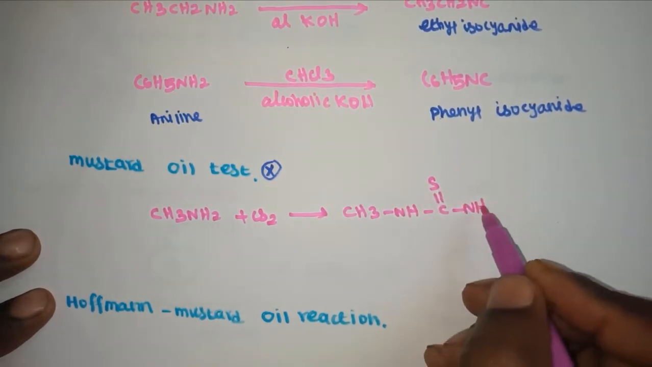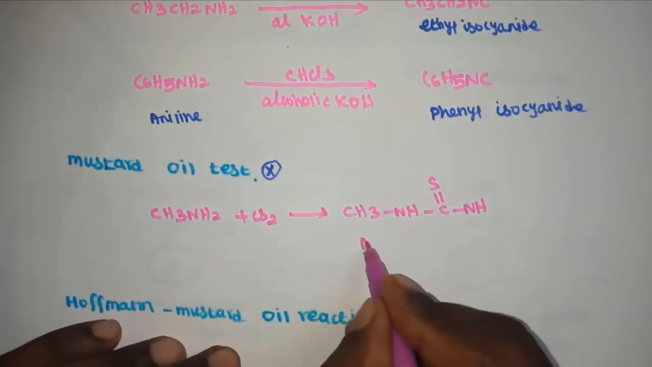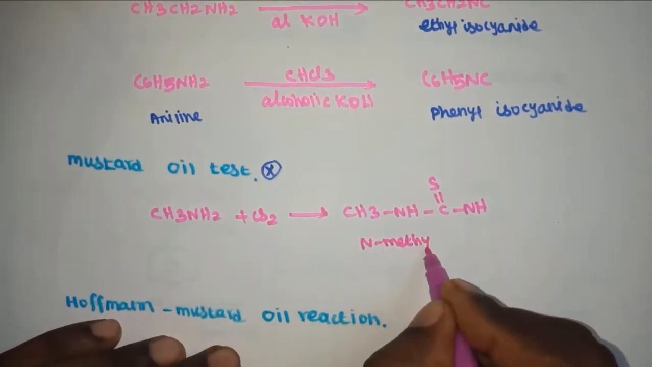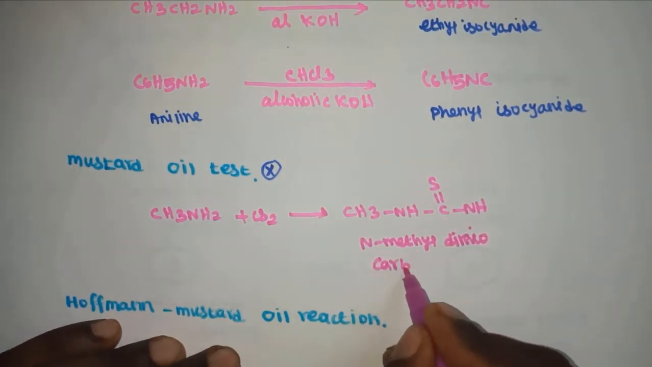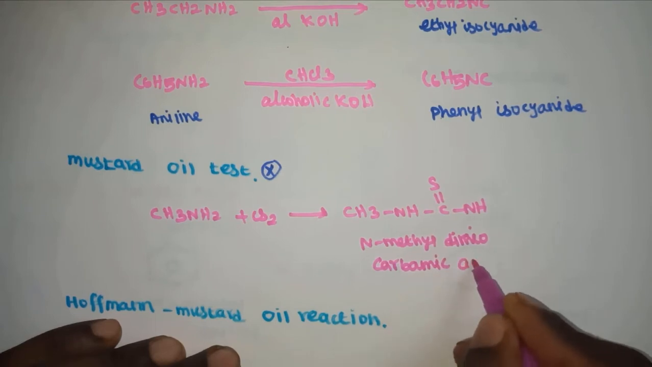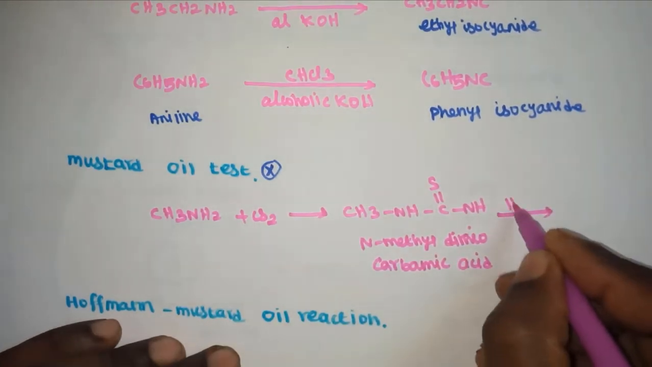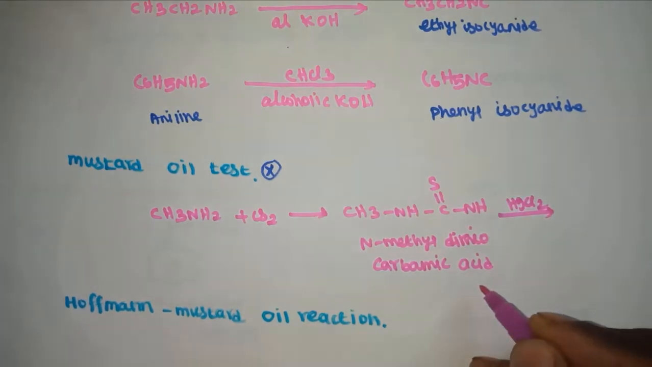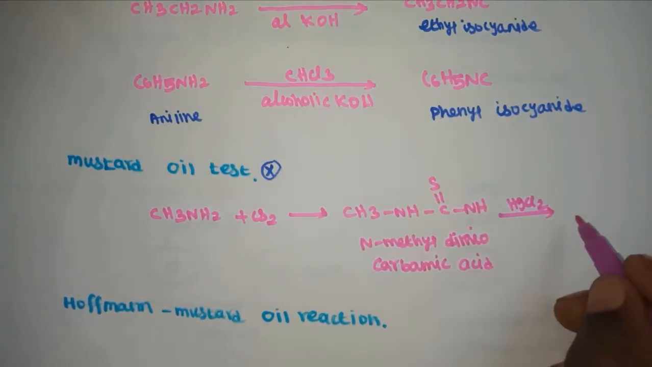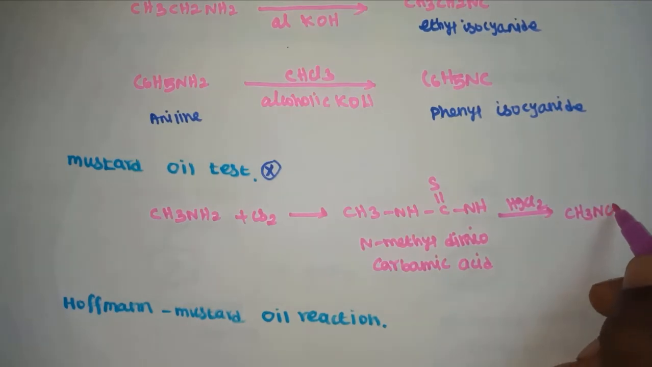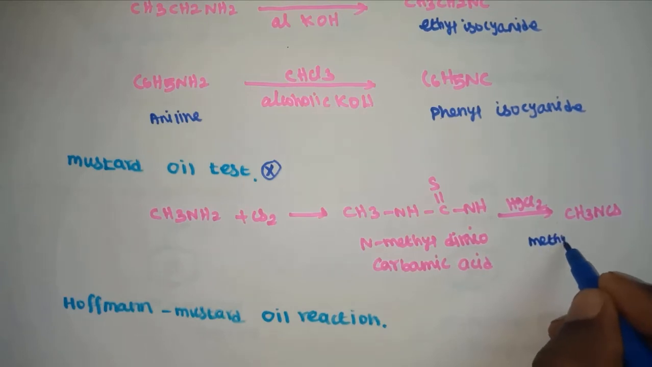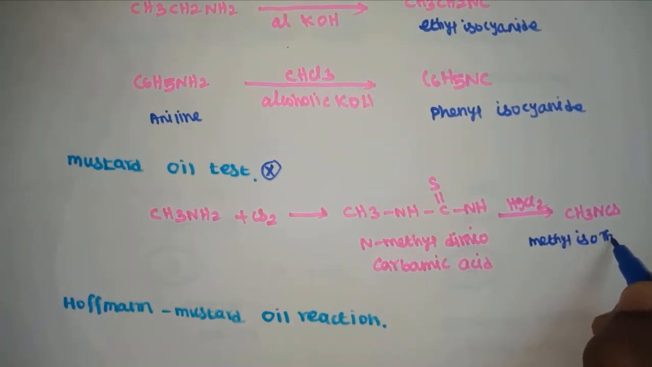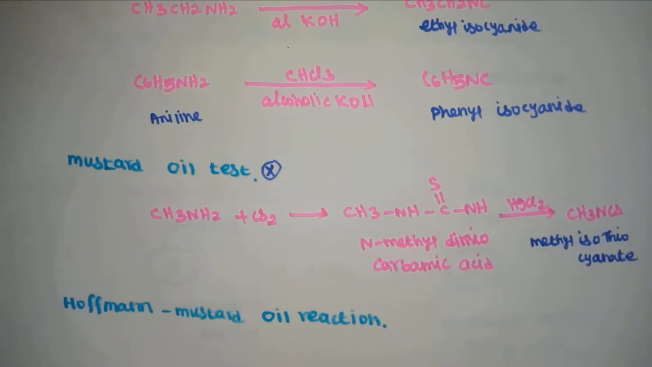The name of this compound is N-methyl dithiocarbamic acid. Which on treatment with HgCl2 forms methyl isothiocyanate, CH3NCS. The name of this compound is methyl isothiocyanate. This reaction is called the mustard oil test.